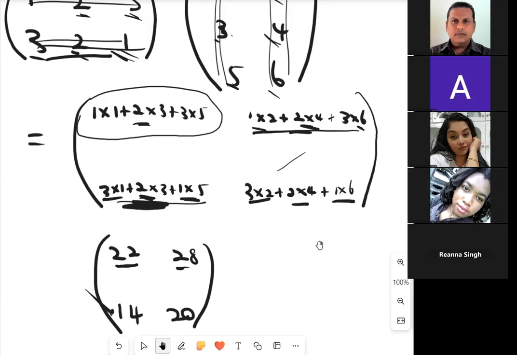So we want to go to the hard thing now, the inverse.